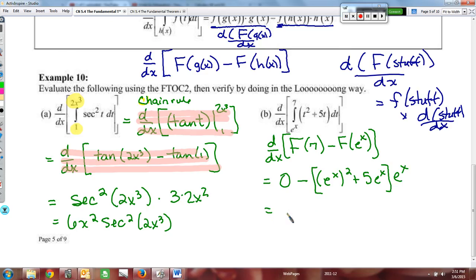So our final answer here is going to be minus e to the 2x minus 5e to the x times e to the x. And if you want to, you can distribute this through and simplify it: minus e to the 3x minus 5e to the 2x. So the idea is that we can use the chain rule to do something that looks very complicated, but I'm essentially taking the derivative of the antiderivative.